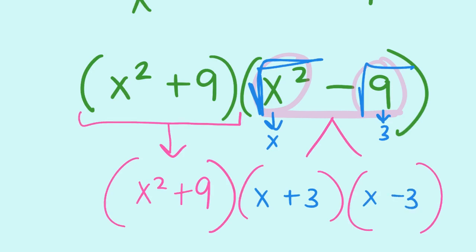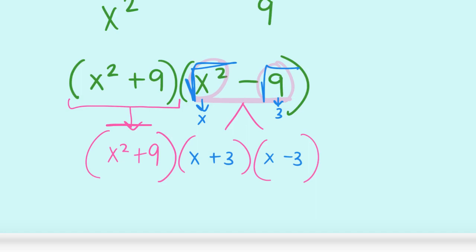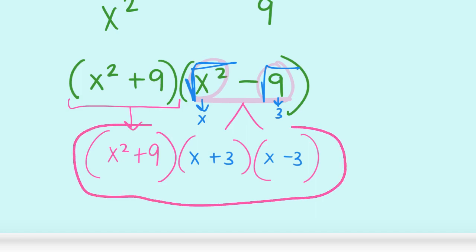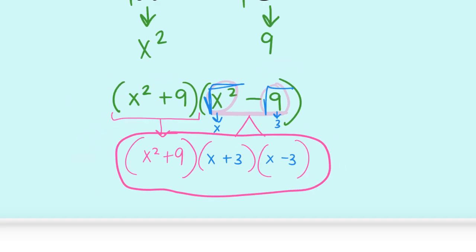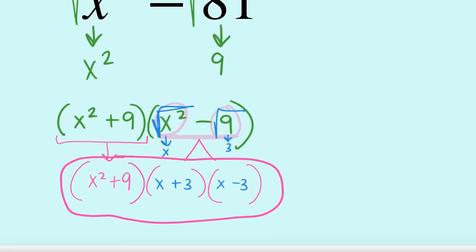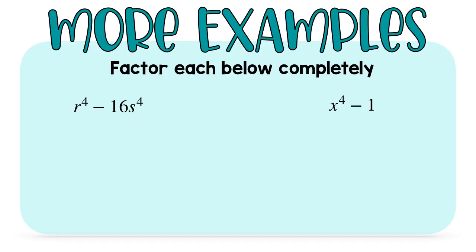So our final answer for this one would actually have 3 sets of parentheses because it's got 3 factors. You just have to always be careful with that. It's always a good idea after you factor something to take a look at what you have left and ask yourself, can I factor this any further? Because that's how factoring works. You have to keep factoring until it can't be factored anymore. So this right here would be the final answer. Let's do a couple more examples of that.